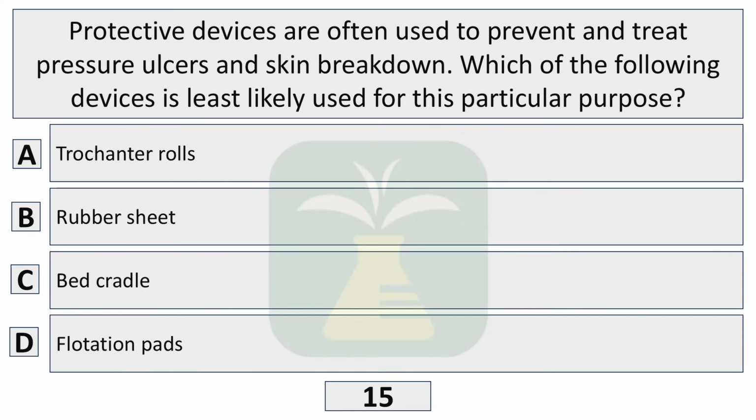Protective devices are often used to prevent and treat pressure ulcers and skin breakdown. Which of the following devices is least likely used for this particular purpose? A. Trochanter rolls, B. rubber sheet, C. bed cradle, D. flotation pads.